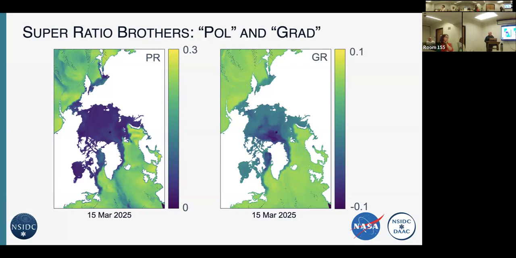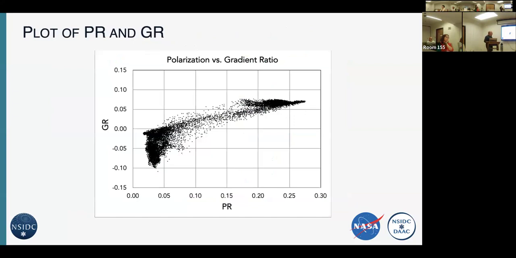This is where it's clear, the ice edge is clear, but they both are giving you some useful information. If you plot those together, you get this kind of nice scatter plot. And you see two main clumps, one clump over here on the left, and then one clump over here on the right.